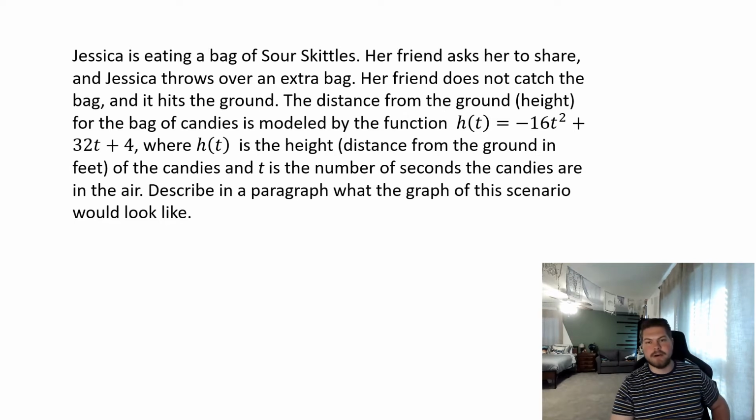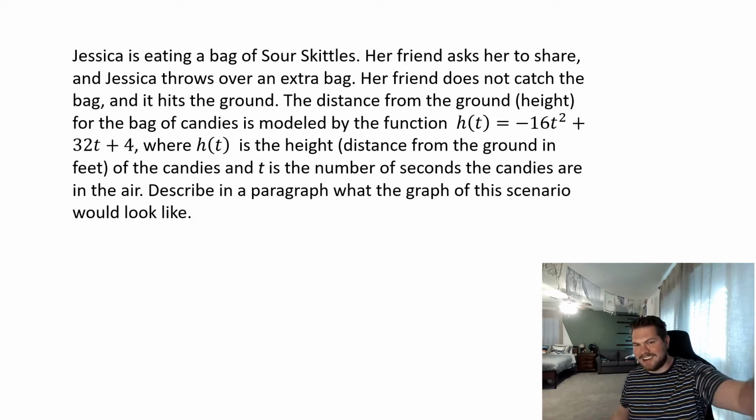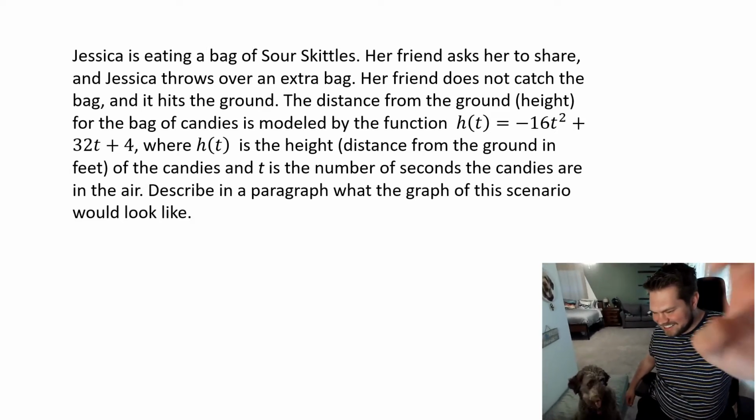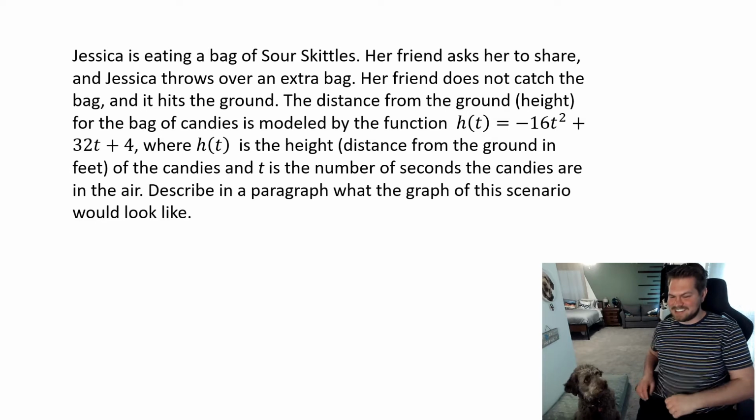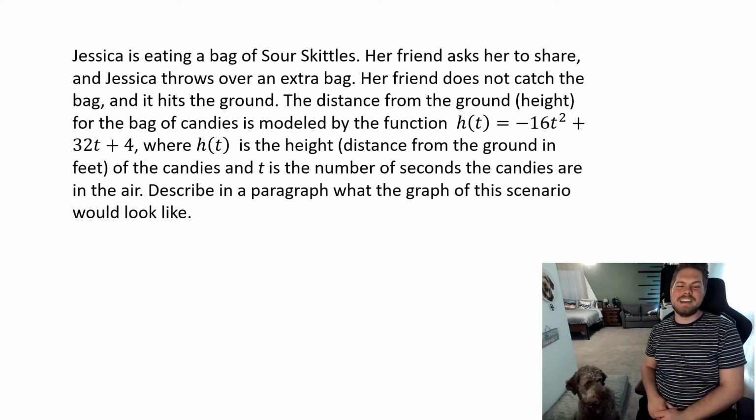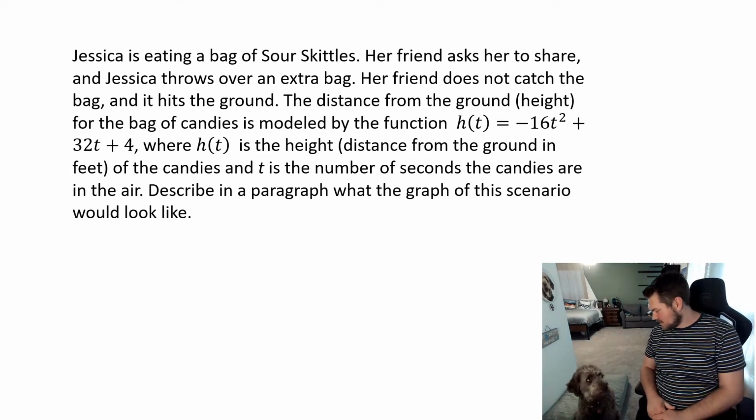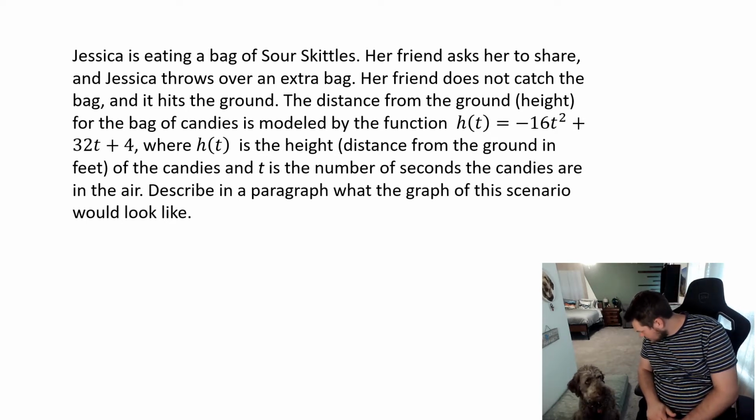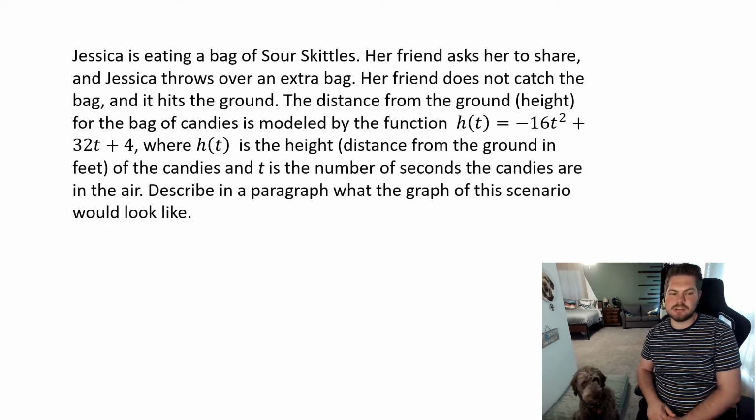All right, so let's ignore the sour Skittles stuff right now. We're going to focus on the formula. H of t equals negative 16t squared plus 32t plus 4. So we're going to slowly figure out little things about this, and that's kind of what we're doing in this section, right? This first one's a little trickier, and I'm going to do some of it for you.